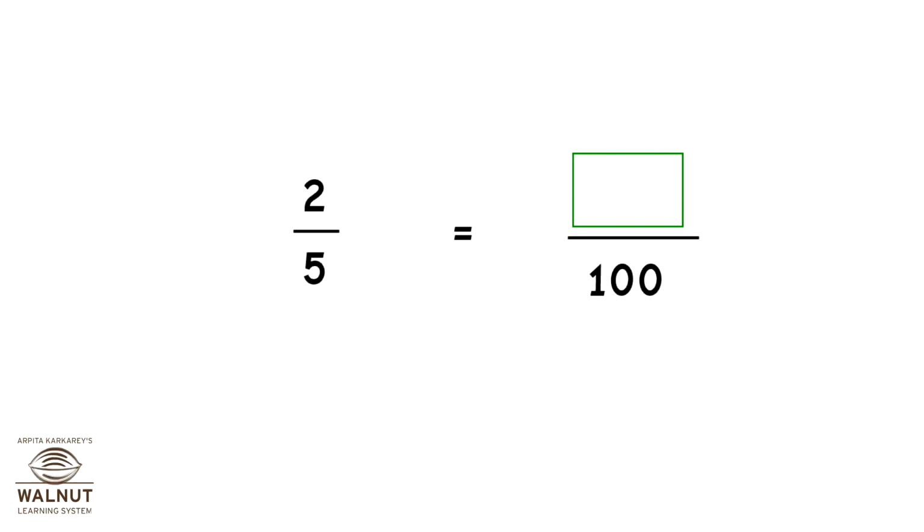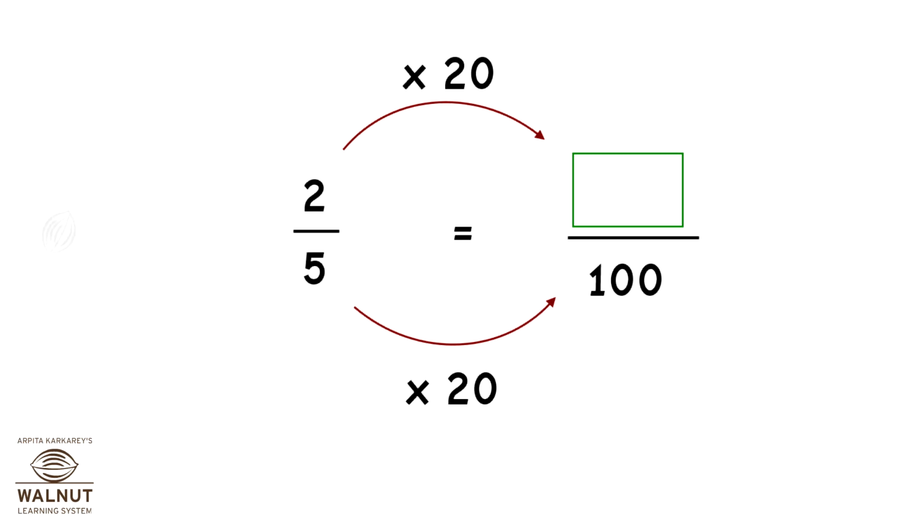Here is another one. We have 2 upon 5 and we want to make an equivalent fraction with denominator 100. 5 into 20 is 100. Whatever we do to the denominator, we have to do to the numerator. So we multiply the numerator by 20, which gives us 40. The equivalent fraction we get is 40 upon 100 or 40 by 100.